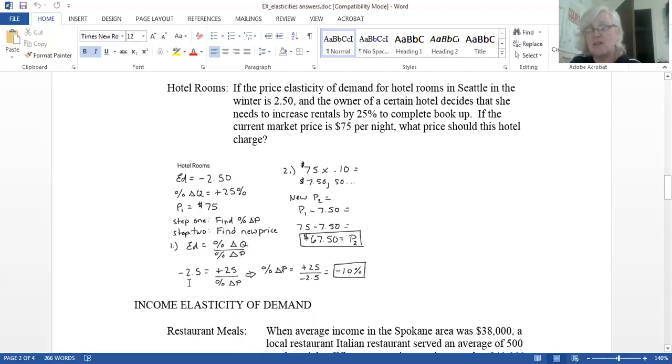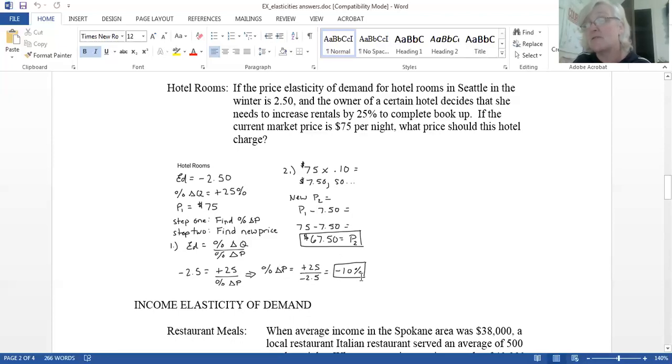When I plug in what I know, negative 2.5 equals positive 25 divided by percentage change in P. I can rearrange this, whatever algebra you learned, right? I multiplied both sides by percentage change in P and then divided by negative 2.5. However you algebraically manipulate this, it's just basic algebra, but you do have to brush up on your algebra skills maybe. When you do that, you should get -10.